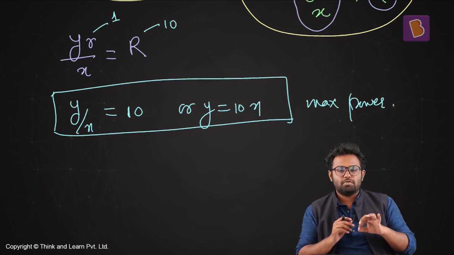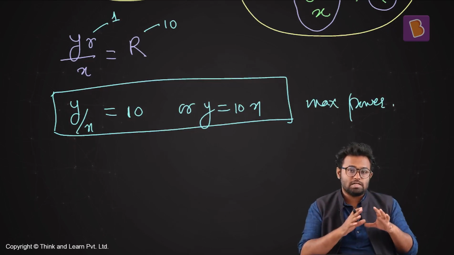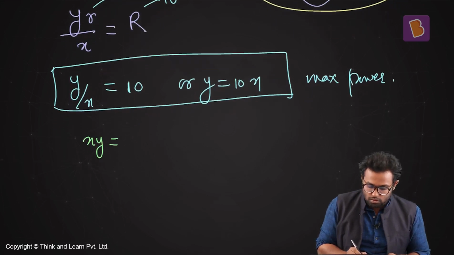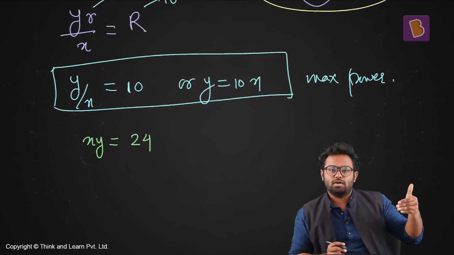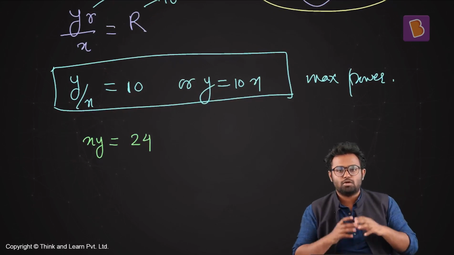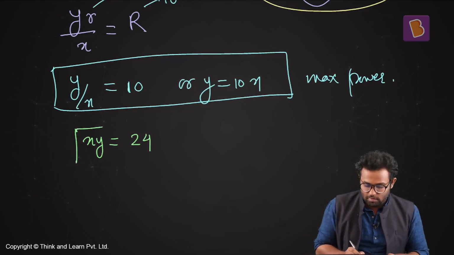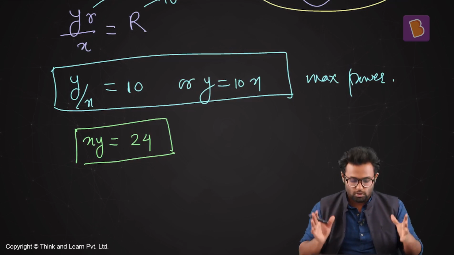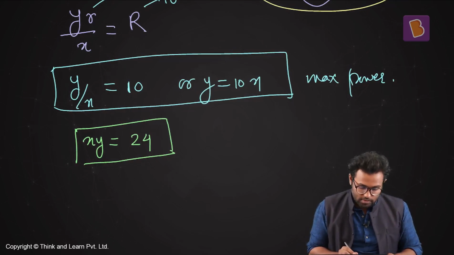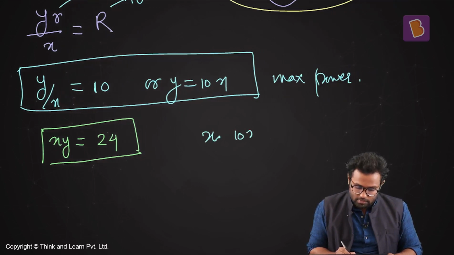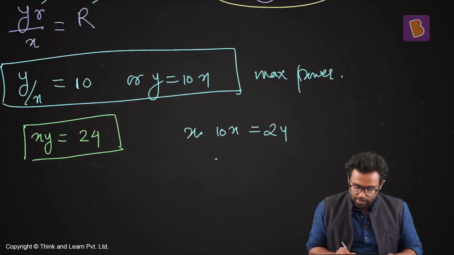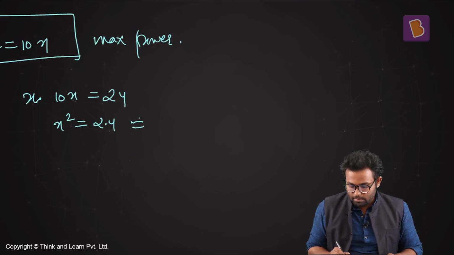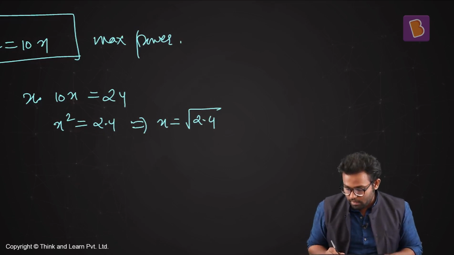There's another relationship between x and y, because it is given in the problem that the total number of cells is 24. So x times y is equal to 24, with y cells in each of x rows, so x times y is the total number of cells. Now let's use these two expressions to find x and y. Plugging y as 10x, I get x times 10x is equal to 24. That makes x squared equal to 2.4, so x is root 2.4, which is close to 1.55.